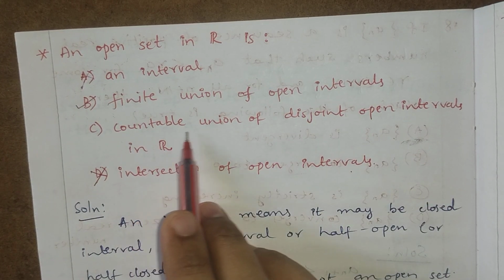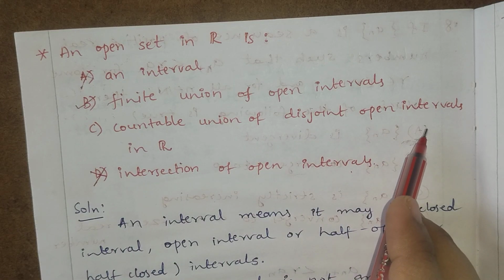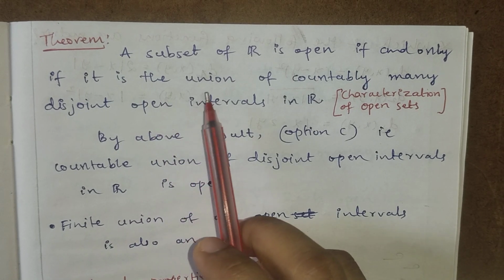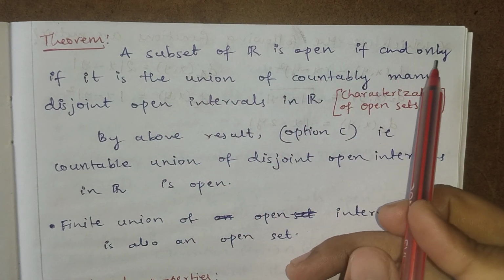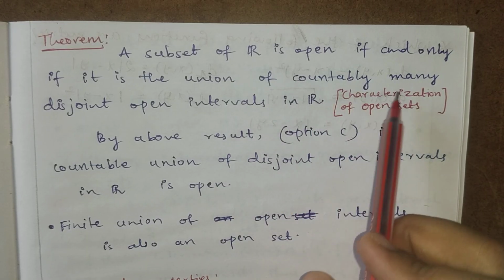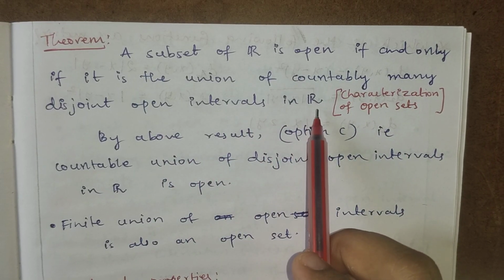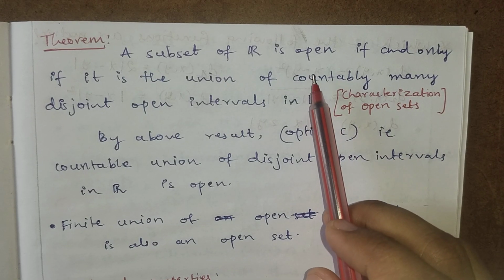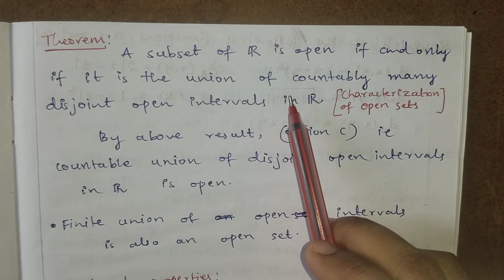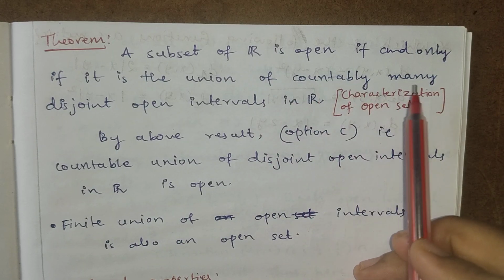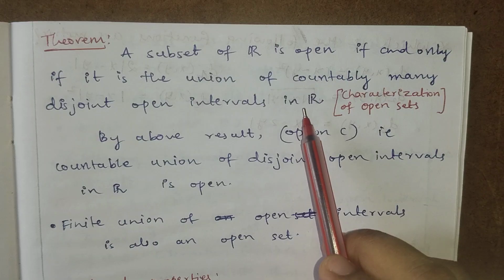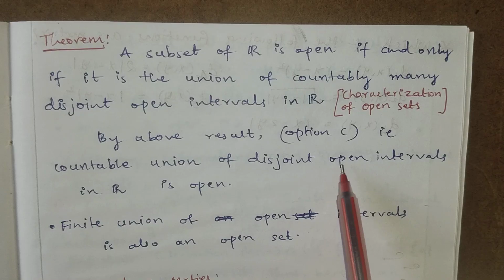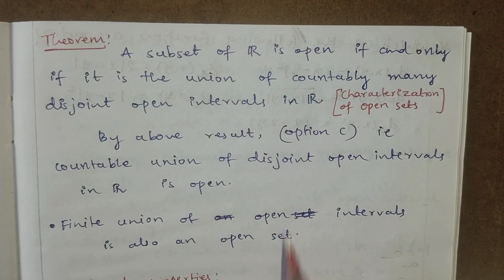Then what about the countable union of disjoint open intervals? Let us see. We have one theorem: a subset of R is open if and only if it is the union of countably many disjoint open intervals in R. This is one of the characterizations of open sets. Therefore, by the above result, option C, that is, a countable union of disjoint open intervals, is open.